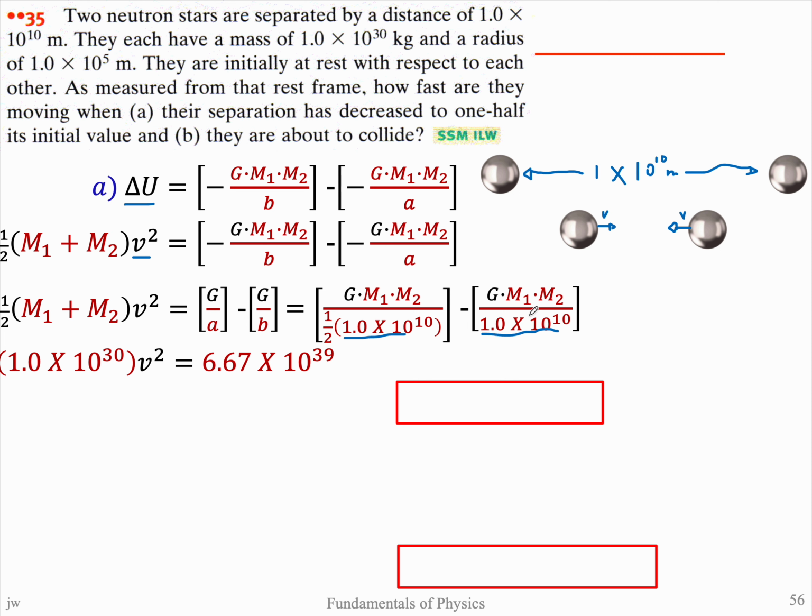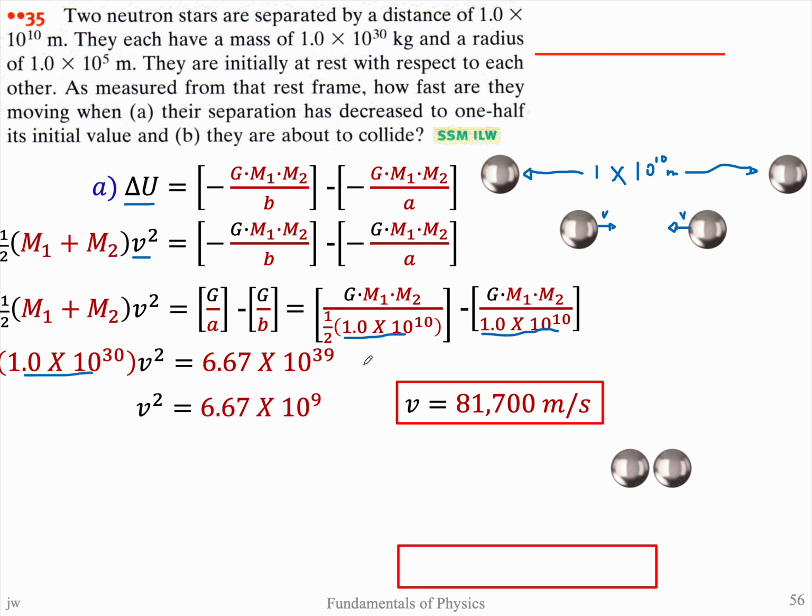Plugging in, or if you plug in the two masses and solve it, 1/2 times twice the mass ends up just being the mass of one of the stars. And then over on this side, if you plug in G m1 times m2 over this minus that, you'll end up with that value. Dividing both sides by 1 times 10 to the 30th gives us this, and then taking the square root gives us that they'd be moving about 81,700 meters per second. Fast, but not that exciting.